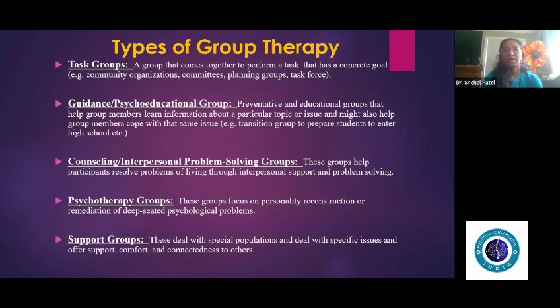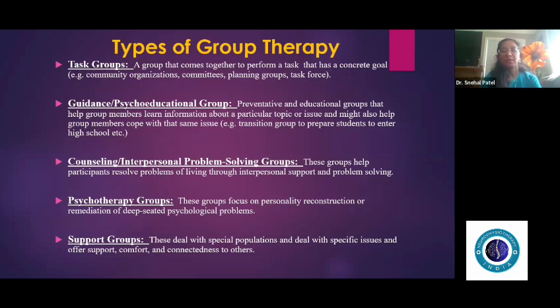The types of group therapy are task groups, guidance or psychoeducational groups, counseling, interpersonal problem solving groups, psychotherapy and support groups. Task groups come together to perform a task that has a concrete goal, for example community organizations, committee planning groups, and a task force. Guidance or psychoeducational groups are preventive and educational groups that help members learn information about a particular topic or issue that might help members cope with the same issue. For example, transition groups to prepare students to enter high school.